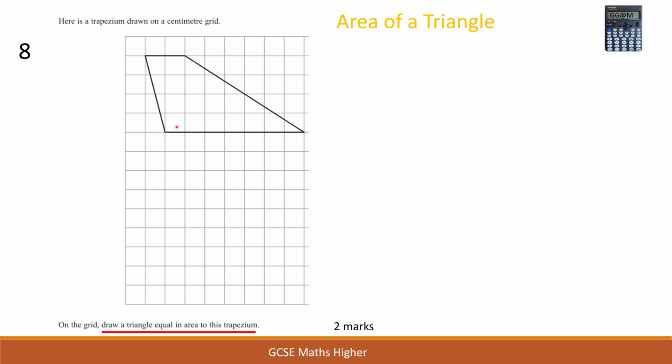Or you can count the whole squares. So you can count 1, 2, 3, 4, 5. But it does become a bit tricky when you've got these little bits. So it is more accurate to do it by using the formula. Then once you've done that, you've got to draw out your triangle down here. Remember the formula for the area of a triangle is a half the base times the height, to get the triangle which is the same area as this one.